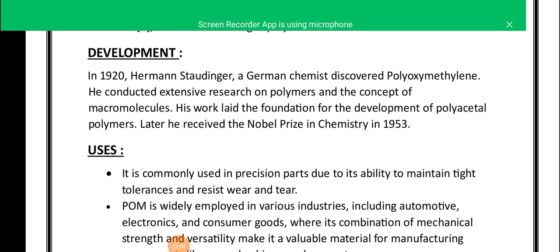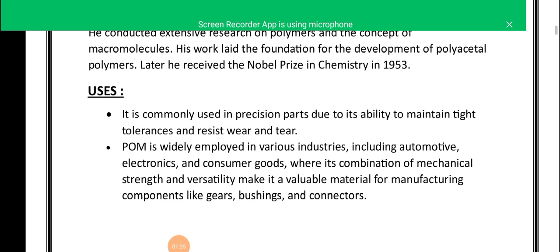Now we study the development of polyoxymethylene. Polyoxymethylene was discovered in 1923 by a German chemist named Hermann Staudinger. He conducted extensive research on polymers and the concept of macromolecules. His work laid the foundation for the development of polyacetal resins. Later, he received the Nobel Prize in Chemistry in 1953 for his hard work.